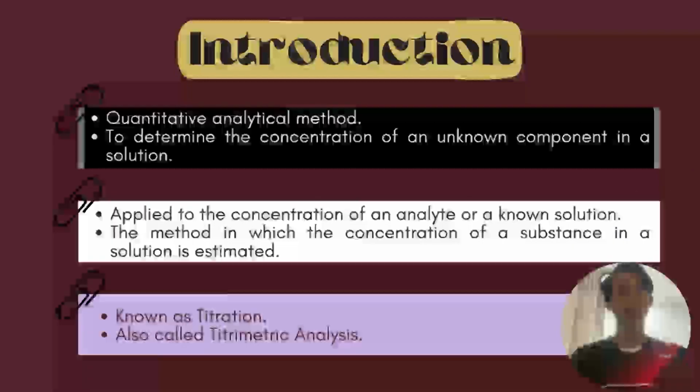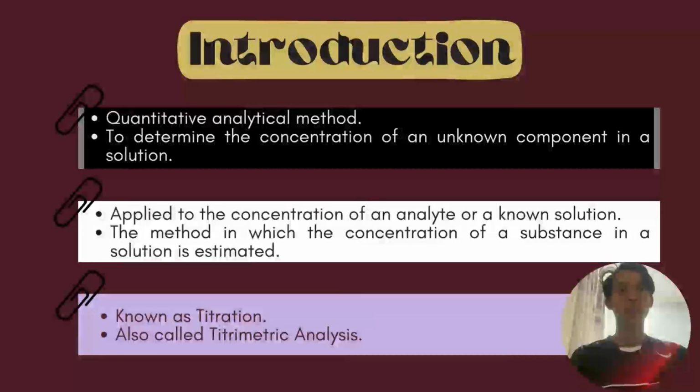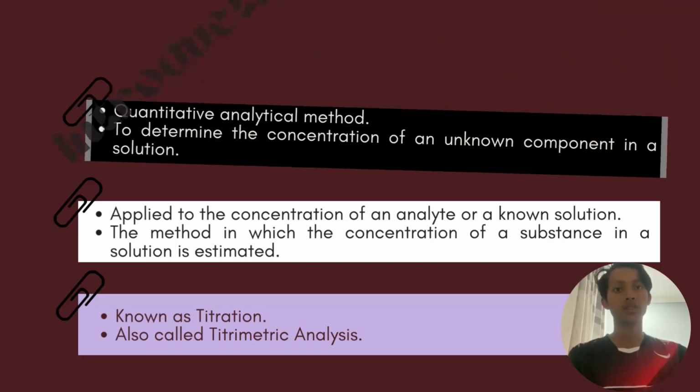Introduction. Volumetric analysis is a quantitative analytical method. This method is used to determine the concentration of an unknown component in a solution, applied to the concentration of an analyte or a known solution. The method in which the concentration of a substance in a solution is estimated is also known as titration, and also called titrometric analysis.